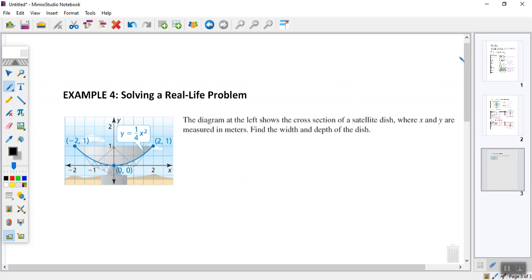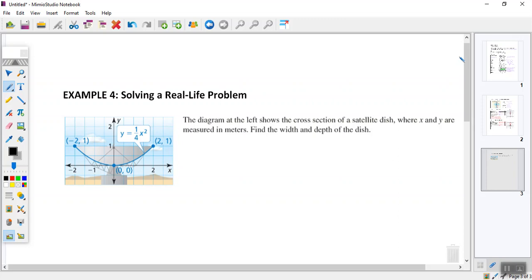The A value is what again, Allie? Positive. The A value is positive, that's why it's a U. How about this 1/4? Would this be something that vertically shrinks or vertically stretches points from the original x squared? Why shrink, Andrew? Because it's less than 1. It's a value less than 1, between 0 and 1, good.